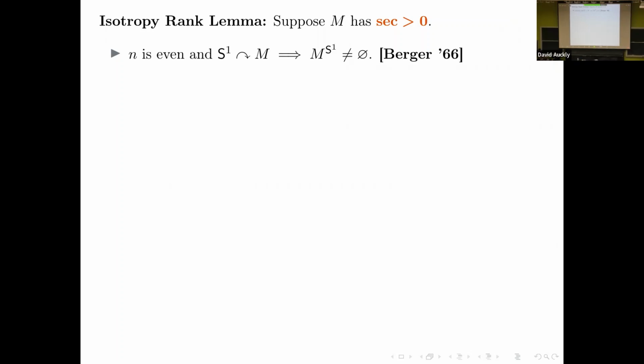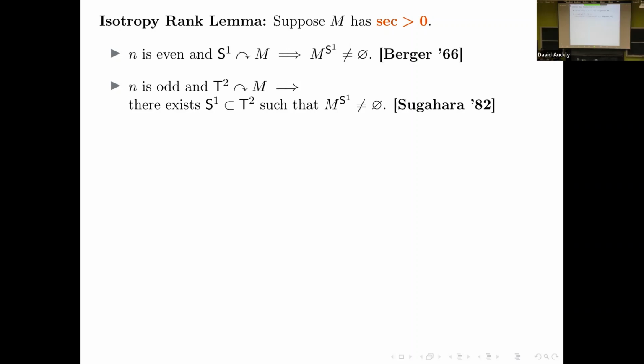The first tool is the isotropy rank lemma, which is ubiquitous in positive sectional curvature. It says that if I have an even dimensional positively curved manifold and I have a circle action, then that circle action has to have a fixed point set. And in odd dimensions, if I have a torus action, then there's going to be a circle subgroup whose fixed point set is non-empty in the manifold.